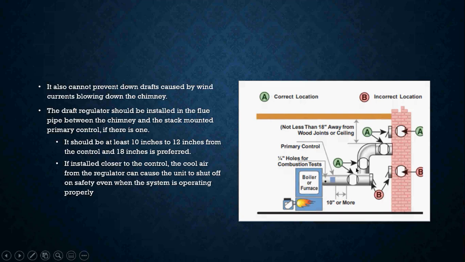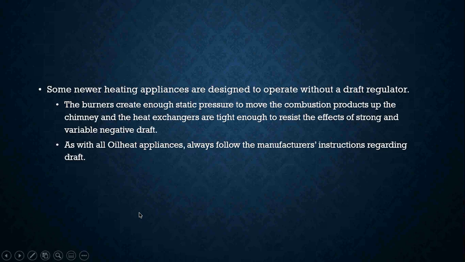So if we look at this diagram here, this is really important. This is the correct location for where we want our barometric dampers. Here's our boiler. We want it no less than 10 inches away from the boiler, and not less than 18 inches away from wood joists or ceilings. So that's where we want to put them.